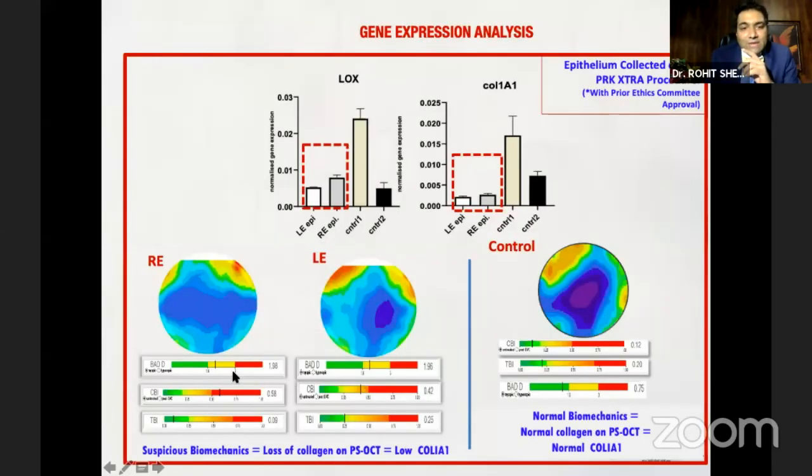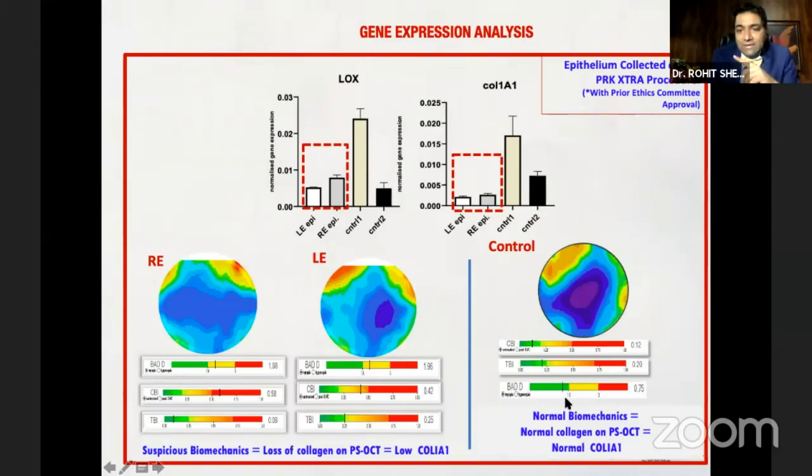For example, in this case, your corneal biomechanics was completely abnormal. The topography was normal. And you can see that the polarization was abnormal, which means that when I took the epithelium of this patient, I did a PRK extra. When I took the epithelium of him, you can see that this patient had a very poor collagen and very poor LOX, which means that the biomechanics was telling the truth. We got confused because the topography was telling the opposite. It's telling it's normal. And your biomechanics was telling the truth.